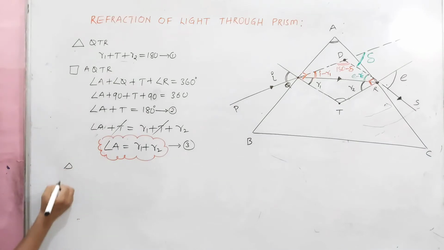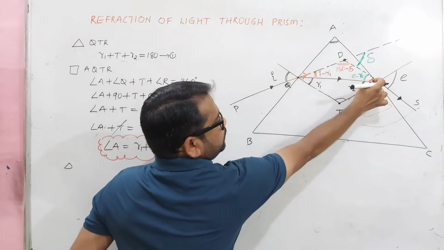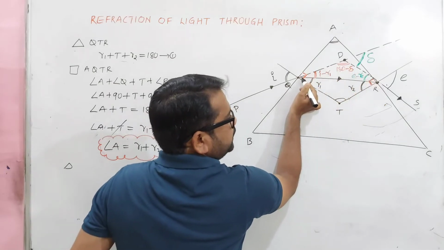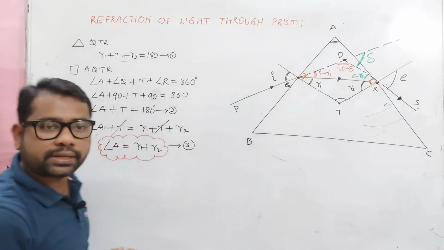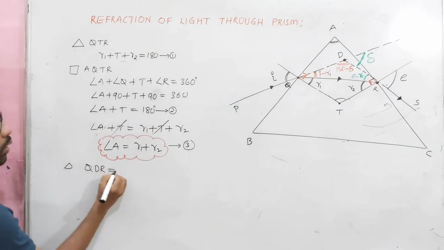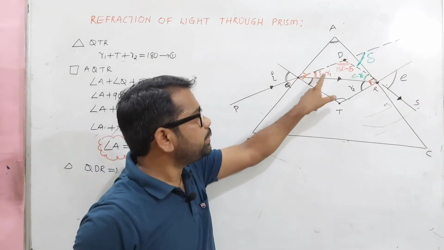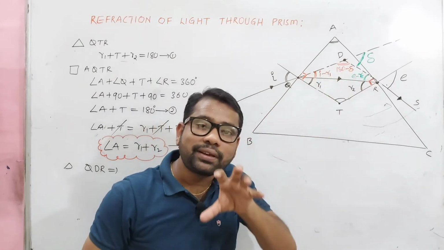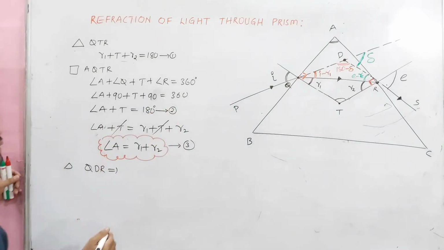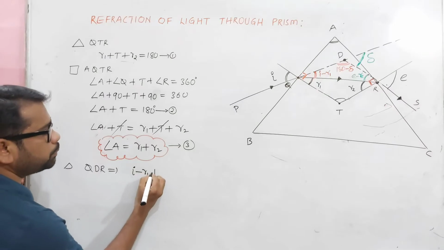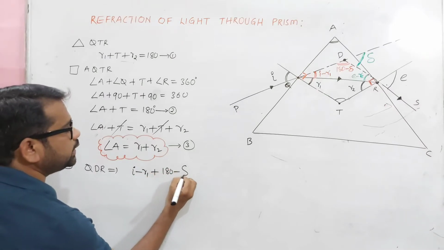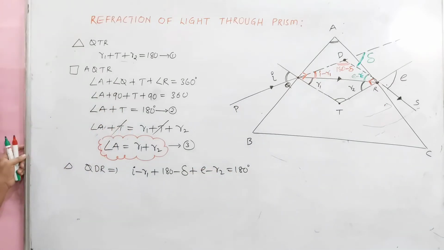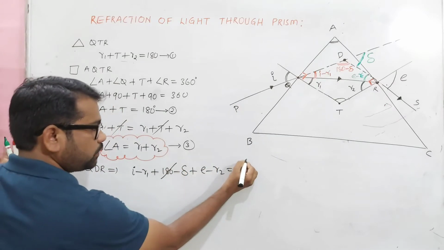Now, dear children, from the figure, let us consider triangle QDR. Children, try to understand this triangle. From QDR, what can we write? The sum of these three angles, that is I minus R1 plus E minus R2 plus 180 minus delta, is equal to 180 degrees. So we can write I minus R1 plus 180 minus delta plus E minus R2 is equal to 180 degrees. So here 180 cancels.